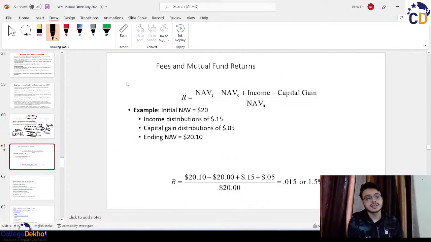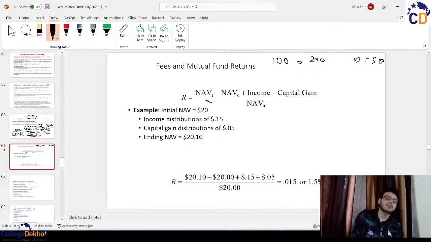And now they have given an example here. See, the initial NAV is 20. When we are trying to calculate how much return a stock has given, we calculate it in terms of price. But in terms of mutual funds, you have to calculate in terms of the NAV. Like in terms of stocks, we used to have the formula for the holding period return. For example, the share was bought at a price of 100 rupees and 200 rupees was the selling price and dividend was 50 rupees.